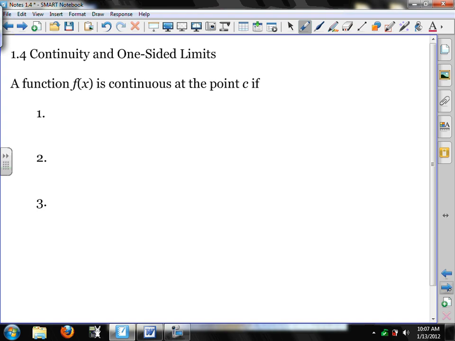1.4 is titled continuity and one-sided limit. It says a function f of x is continuous at the point c if... A continuous function should go through the point. All right, so a continuous function would look like that at x equals c. We're not going to have a break. If I have a break here, so if it jumps from there to up here, that's not a continuous function. It doesn't continue through the point x equals c.